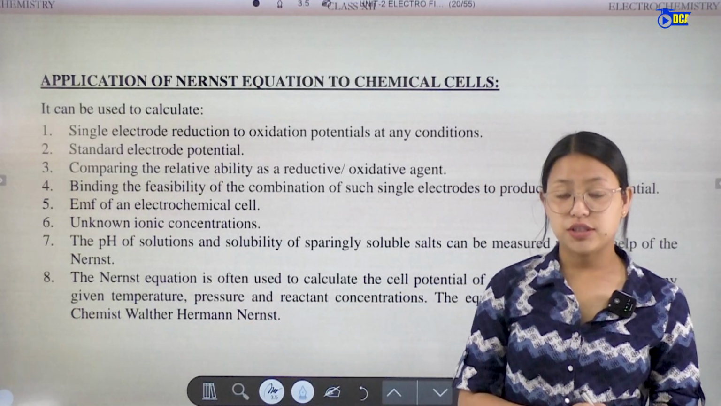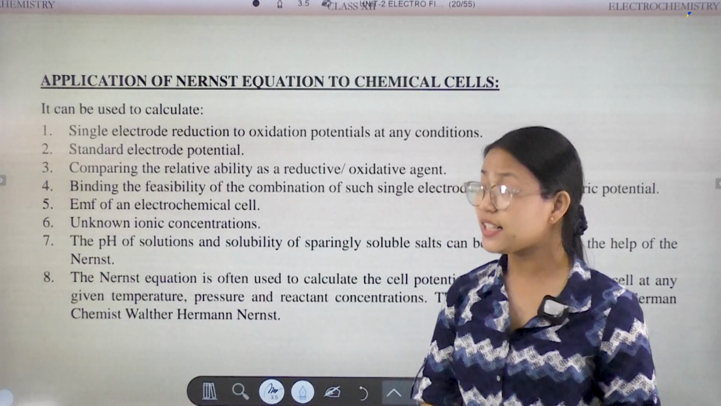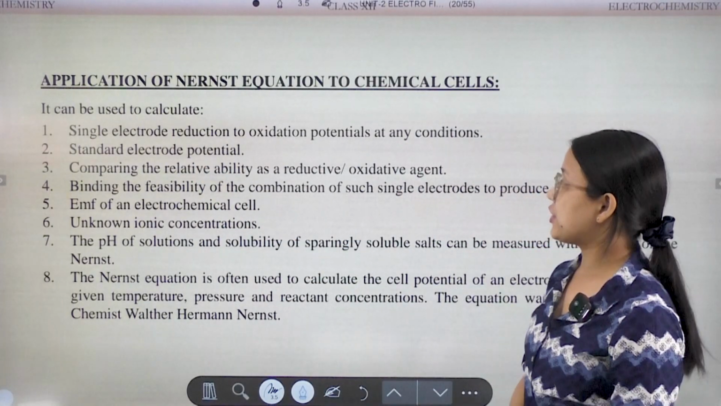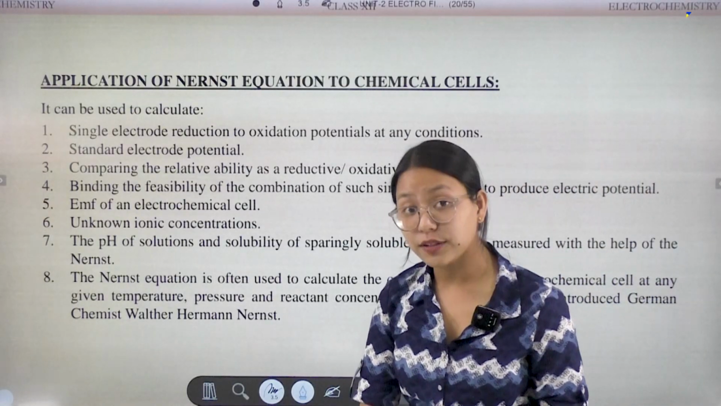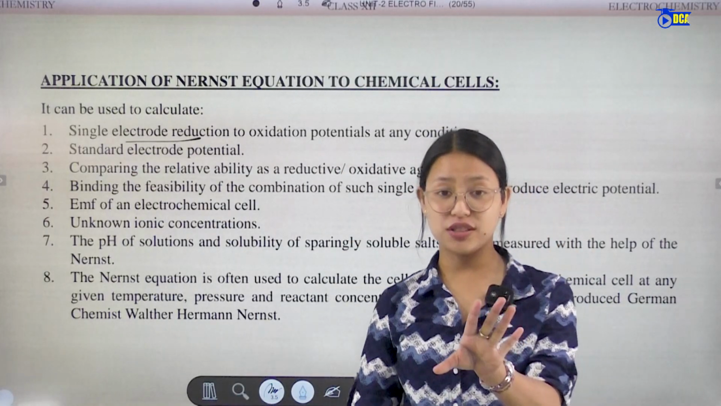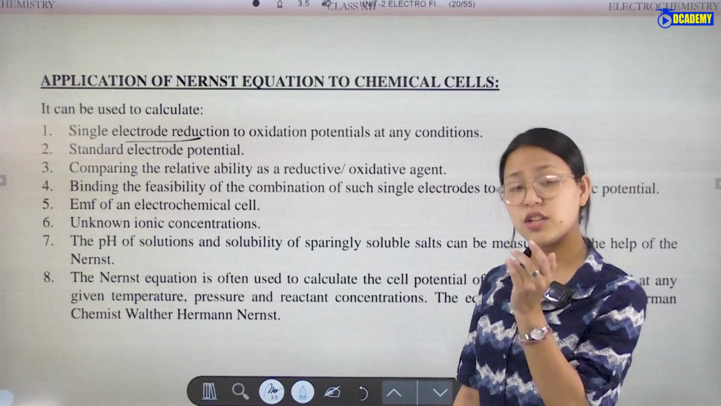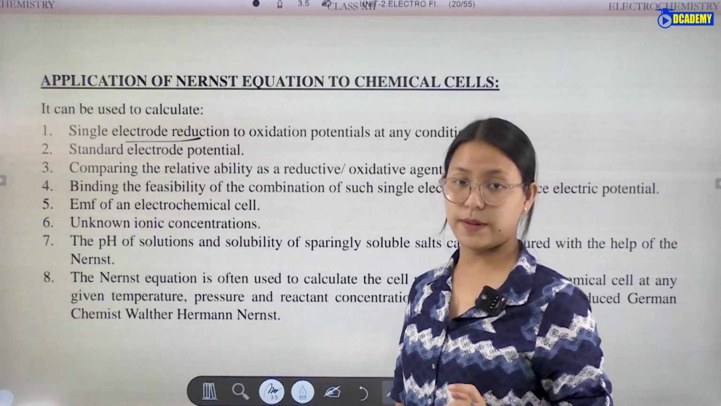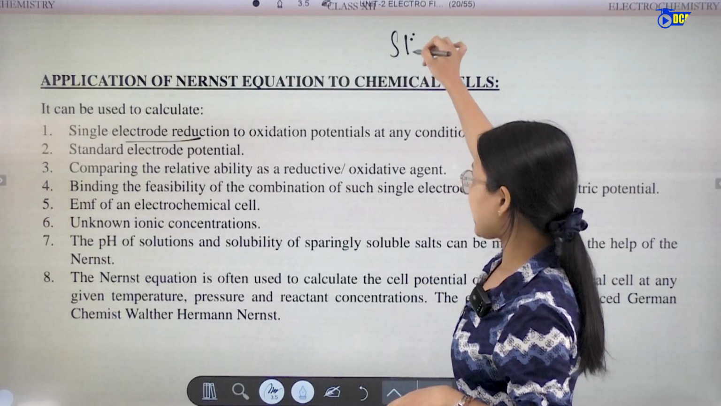Now let's see the applications of the Nernst equation. First, to calculate single electrode reduction or oxidation potential at any conditions. We can calculate the electrode potential, which is the reduction potential, when we consider the Nernst equation.